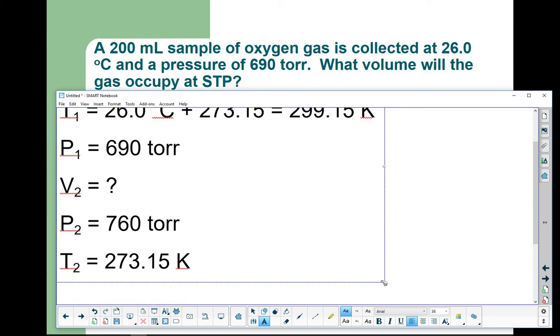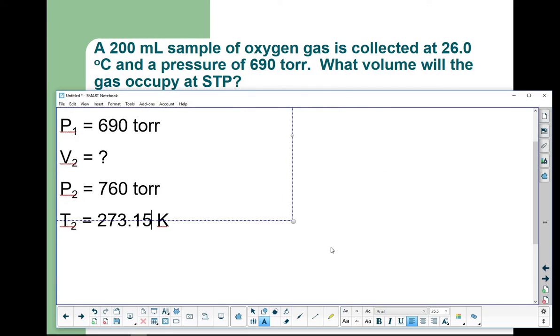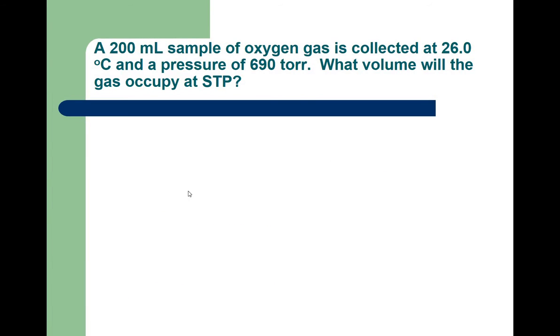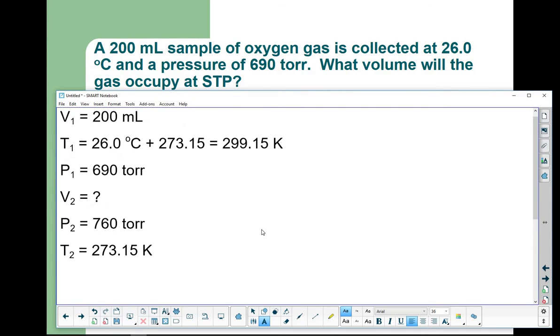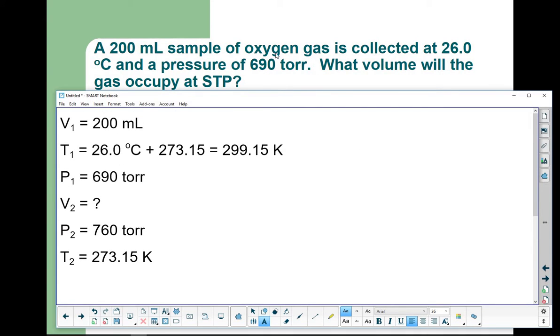I'm going to just shrink that up a little bit so I can see everything. All right, so now what I'm going to do is say, okay, what law am I going to be using? Well, I don't need N, but I need two volumes, two pressures, two temperatures. This is the combined gas law, because it has everything except for N. Remember I told you sometimes N would drop out.